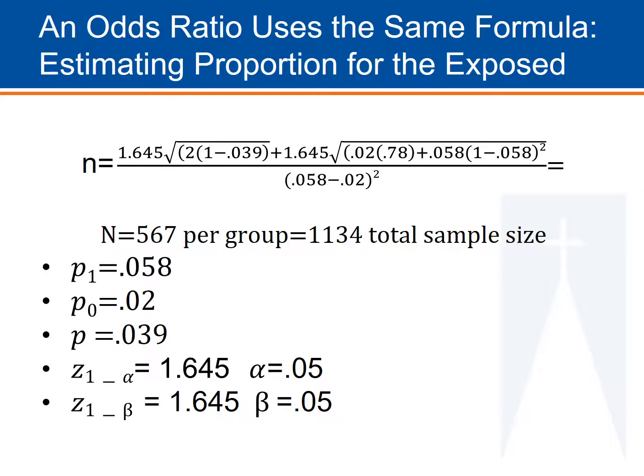So here is the sample size calculation worked out. That's a sample size of 567 per group based on the formula above. And because you have two groups, you're exposed and unexposed, that you're comparing, you have a total sample size of 1,134.